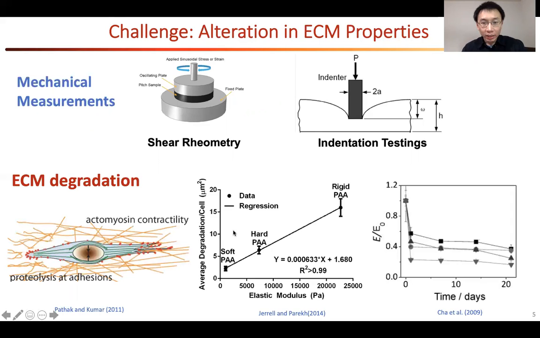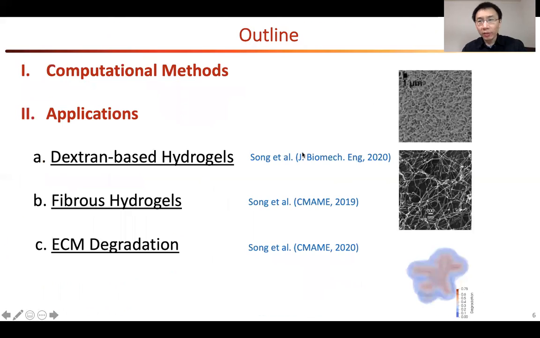And in fact, experimental data has shown that depending on matrix composition, the degradation can be very significant. This is particularly the case when the matrix stiffness is high and when the matrix is highly susceptible to proteolysis. So therefore, it's really important to incorporate the effects of matrix degradation. Motivated by these observations, I'm going to show you how we can handle these challenges.